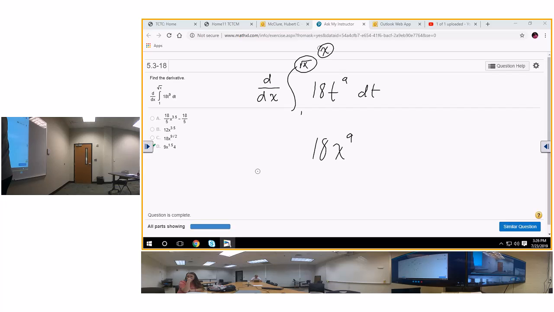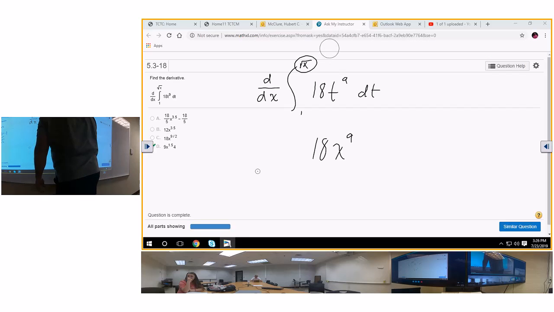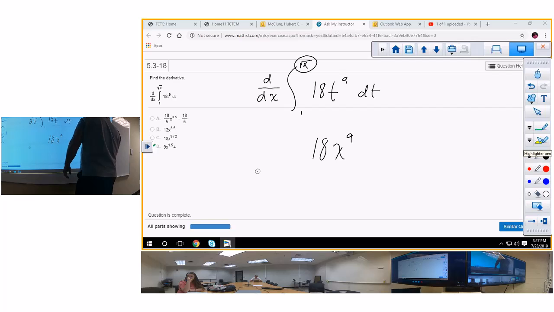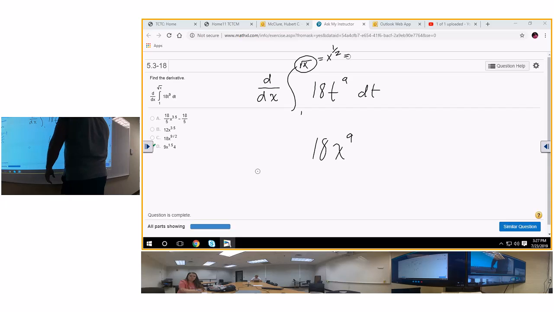But this is not x. This is x to the what? X to the 1/2 power. So that means you've got to use the chain rule with x to the 1/2 power. And what is the derivative of x to the 1/2 power? 1/2 x to the negative 1/2.